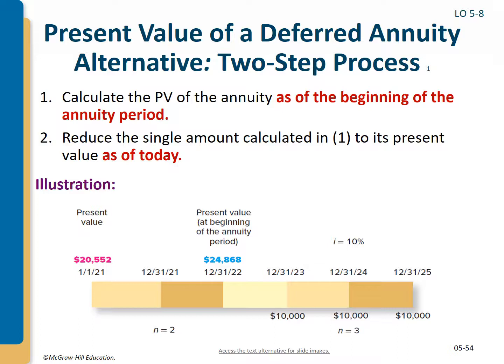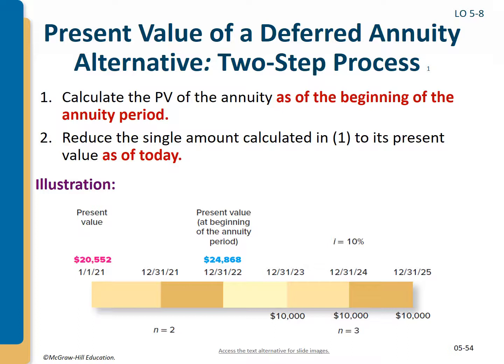So present value of an ordinary annuity, table 4. So we're going to say, how many payments are made? 3. What's the interest rate? 10%, 3, 2.48685. Okay, so we're going to take 10,000 times 2.48685. So the value of the annuity as of the beginning of 2023 is $24,868. But that's not what we're asking here.